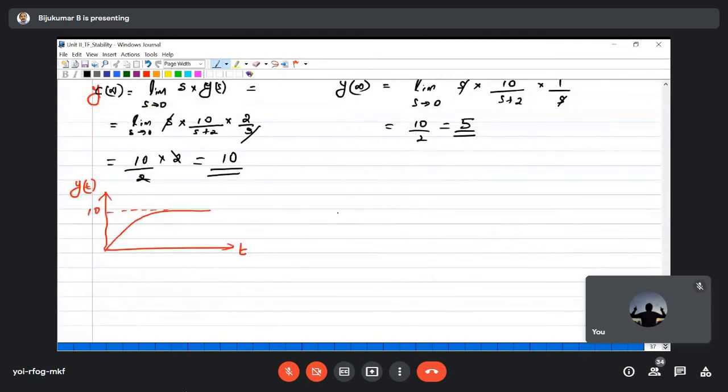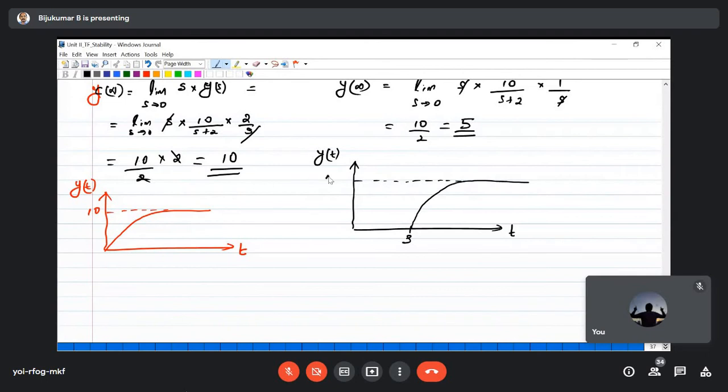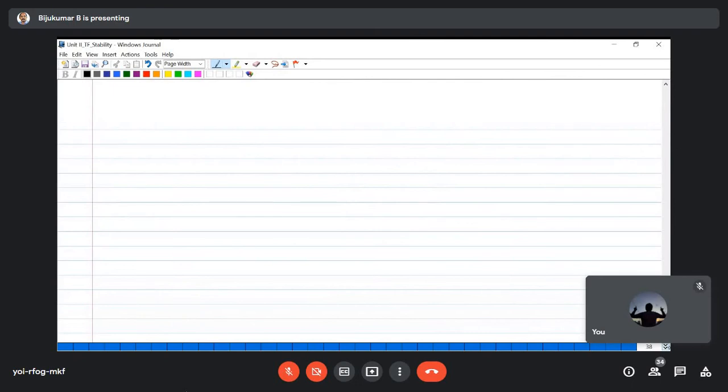See, it is a delayed function. If you take x-axis t, y of t, whether it will start from 0. It will not start at 0, right? The waveform will start at time t equal to 3 seconds. Then it will slowly increase, and finally it will reach the steady state value, and that value is 5. Clear? So this will be the difference.